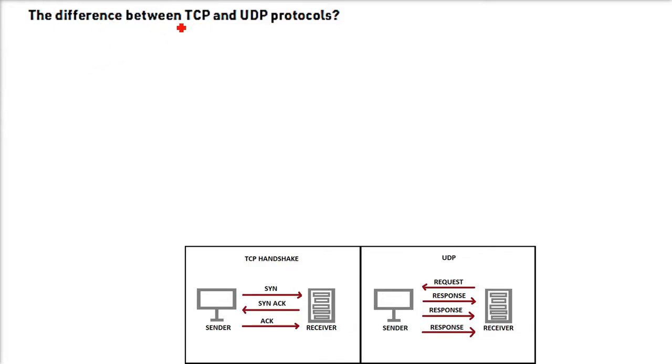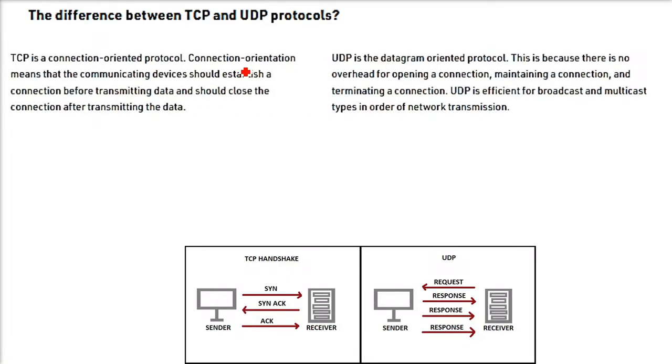What is the difference between TCP and UDP protocols? TCP is transmission control protocol, UDP is user datagram protocol, both are transport layer protocols. The first thing is TCP is a connection oriented protocol.